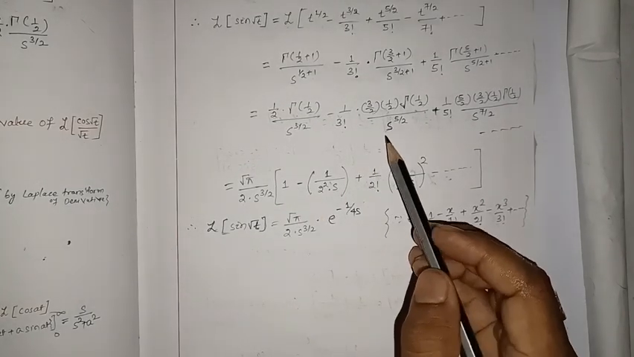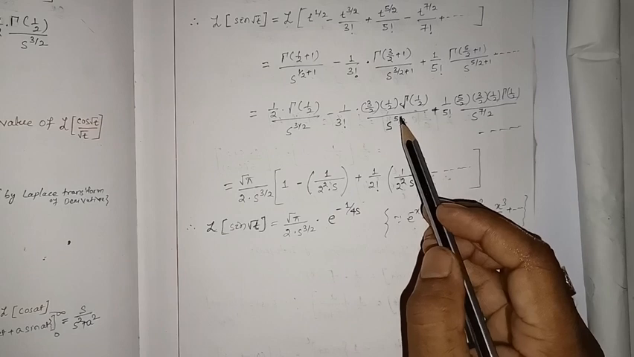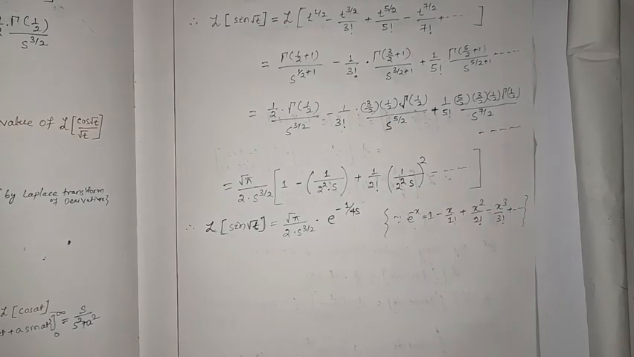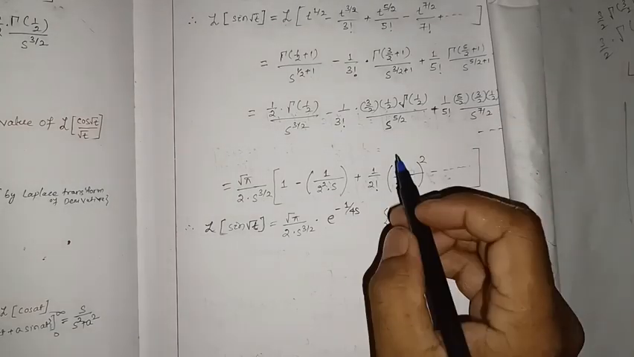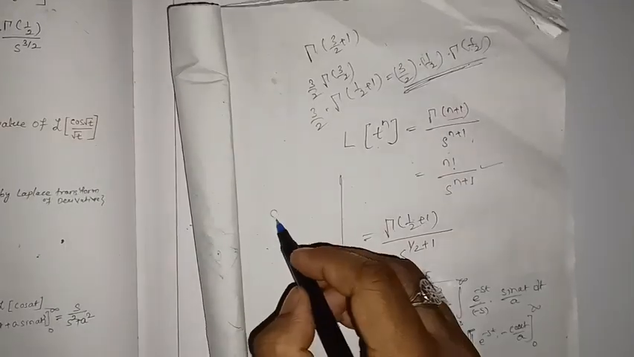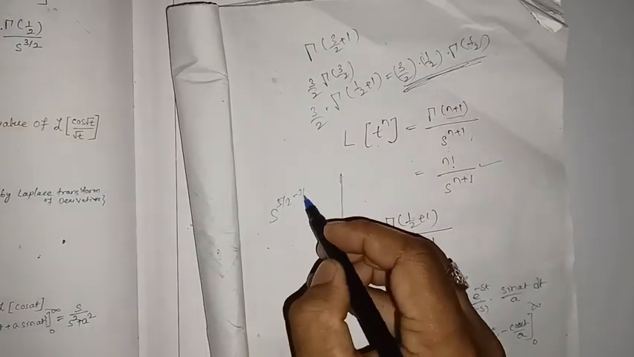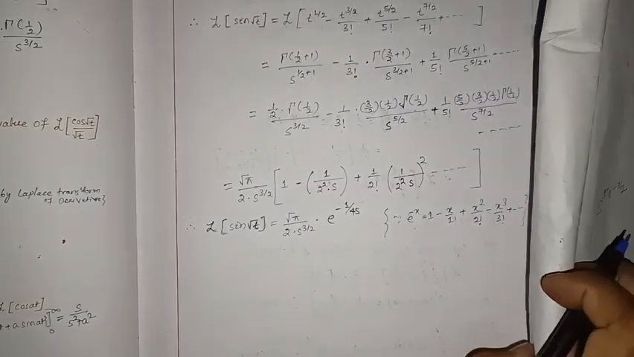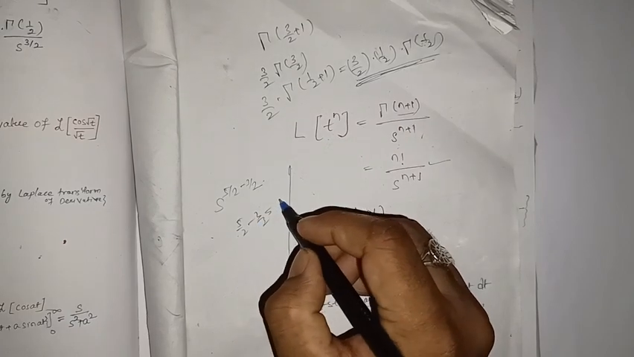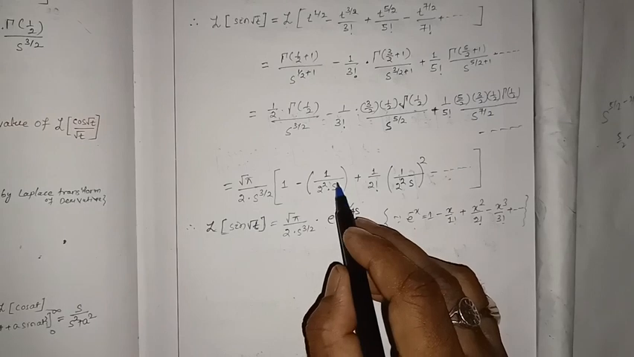Here you can see 3 factorial is there. Here we took 3 by 2. So 3 by 2 means s to the power 5 by 2 minus 3 by 2. So we get 5 by 2 minus 3 by 2, which means 2 by 2, that will be 1. So s to the power 1.